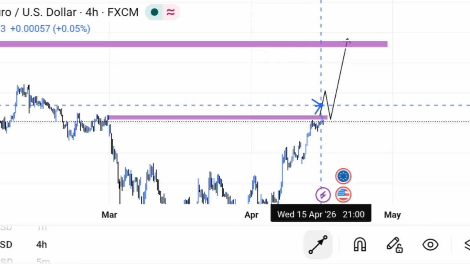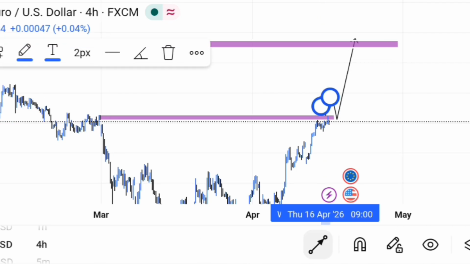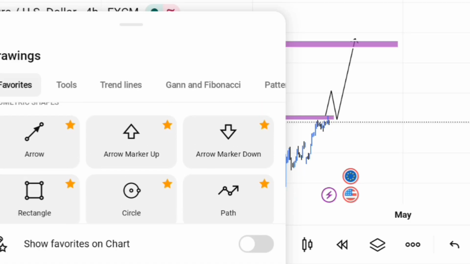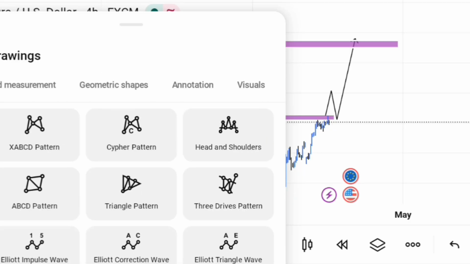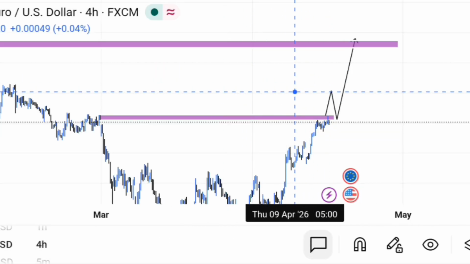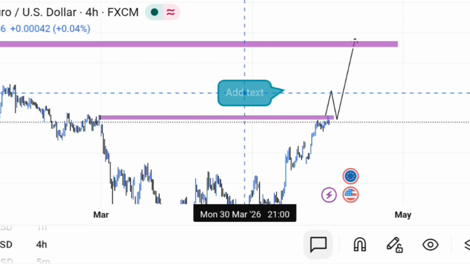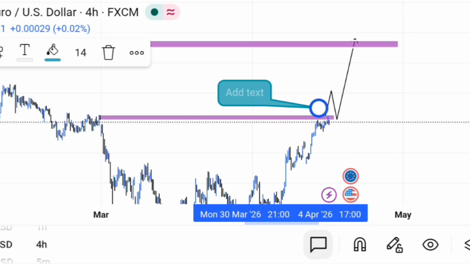So I'm coming. Oh no, I don't need to use that. Let me use the color so you guys understand better. So let me use the color, the callouts, to show you guys what I'm talking about. So that's a breakout.